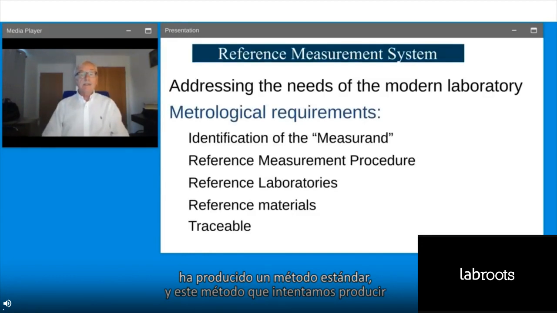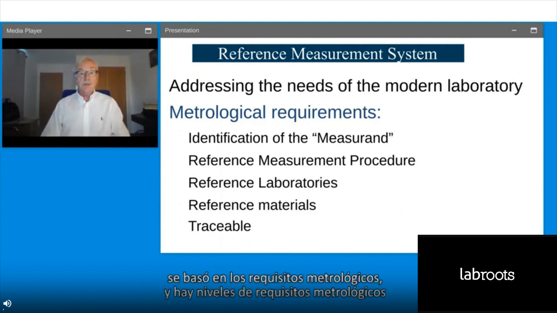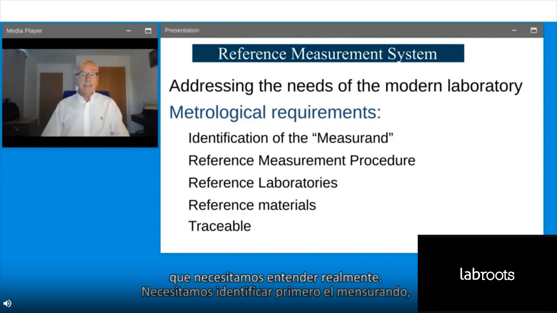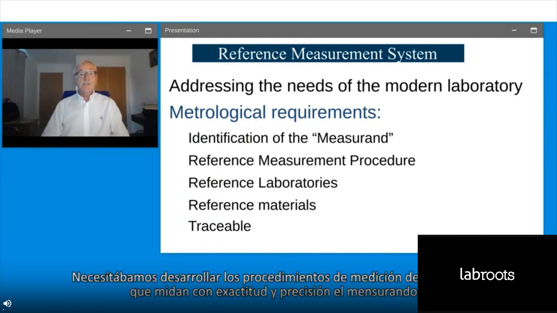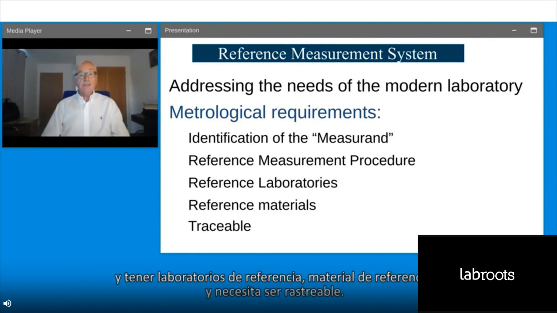And this method that we tried to produce was based on methodological requirements. And there are levels of methodological requirements we need to actually understand. We need to identify first the measurand. What are we going to measure? A single measurand is required. We need to develop reference measurement procedures that accurately, precisely measure the measurand. We have reference laboratories, reference material, and need to be traceable.